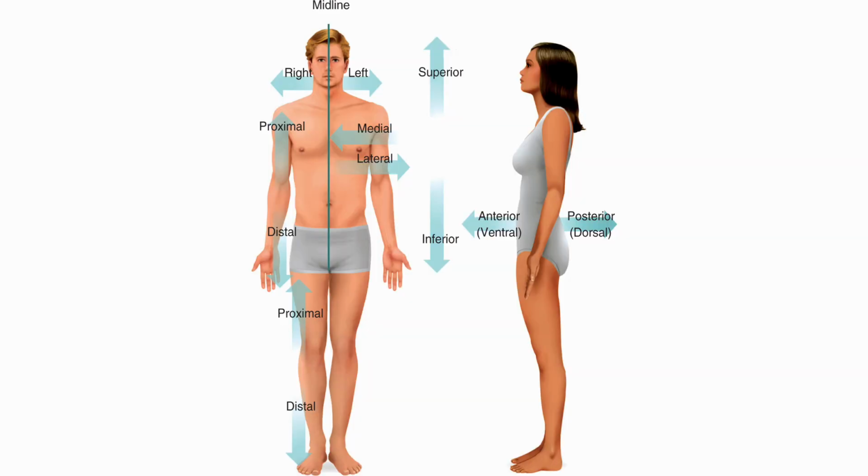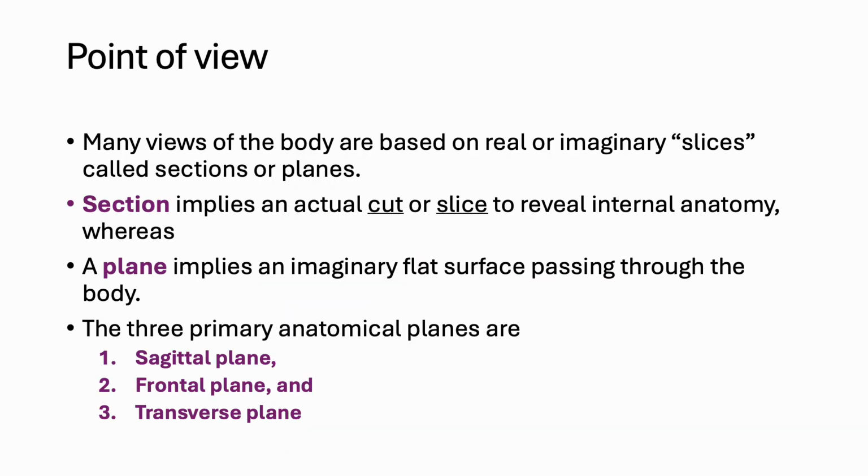Here we see most of the terms on one slide. We have, of course, left and right. Medial is towards the midline. Lateral is away from the midline. In reference to the limb, distal means further from the attachment, so the fingers are distal, but the shoulder is proximal. Here again, we have proximal versus the feet being distal. Anterior or ventral, posterior or dorsal. Superior is above, inferior is below. Those are some of the terms.